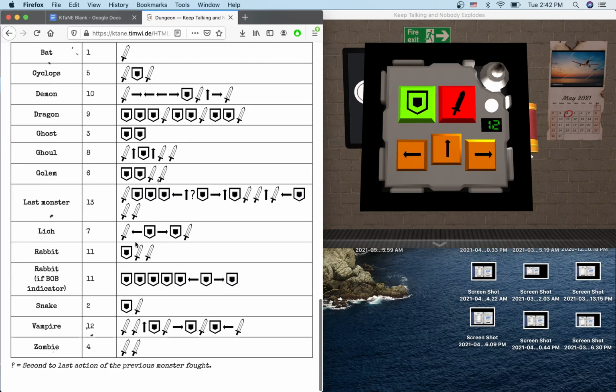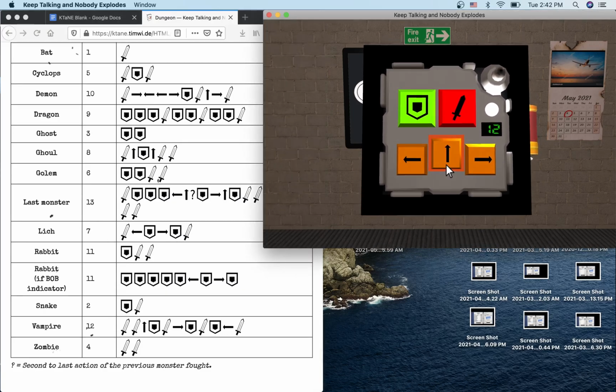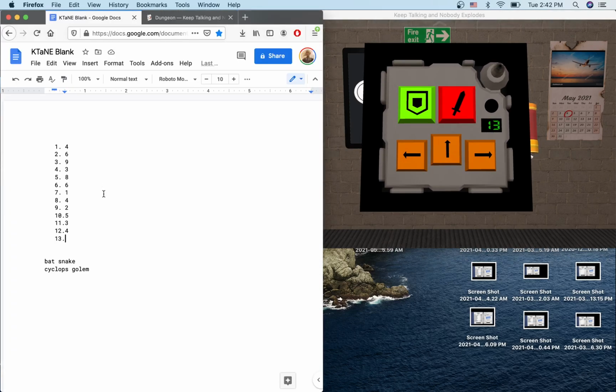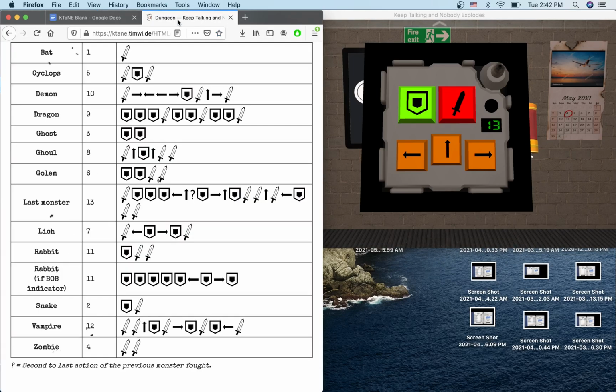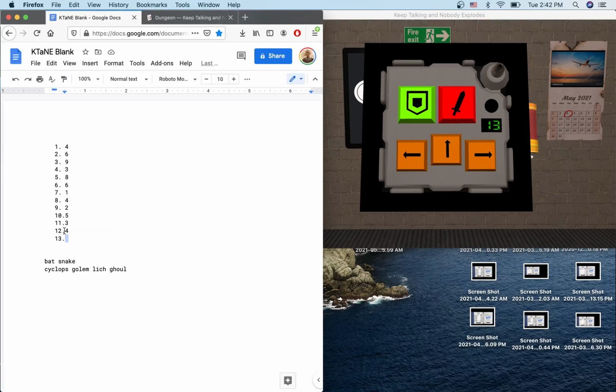We've already fought the lich, which is going to be sword, forward, block, forward, sword, sword. I didn't write down the lich, did I? Huh. I'm used to tracking this kind of stuff in my head when I do this. Stage 13, we're still at level 2. It's going to be 13 minus 4, which is a 9, minus 1 is an 8, so the roll at stage 8, which is going to be another 4.